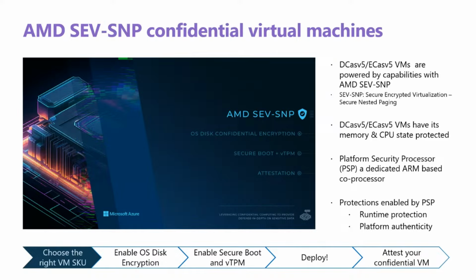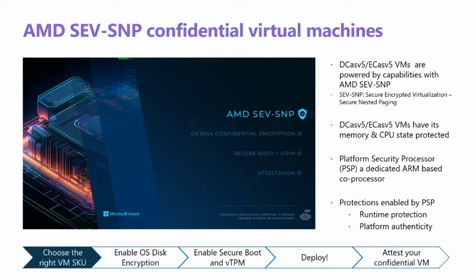This data protection at runtime is indeed powered by the underlying CPU. In this case, it's AMD, and the technology that facilitates this capability is the secure encrypted virtualization and secure nested paging. If you're not familiar with this technology, AMD started off with SEV, which is secure encrypted virtualization, and then later the technology advanced towards ES, the encrypted state, and secure nested paging. In summary, both DCasv5 and ECasv5 virtual machines have the memory and the CPU state protected.